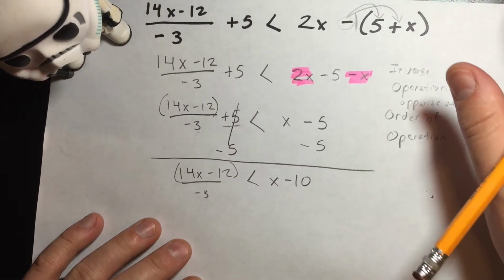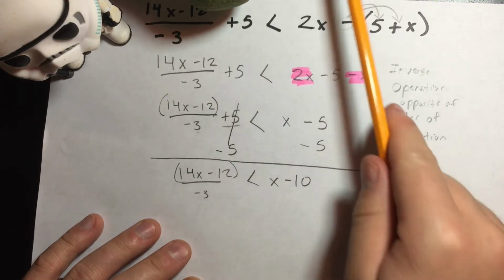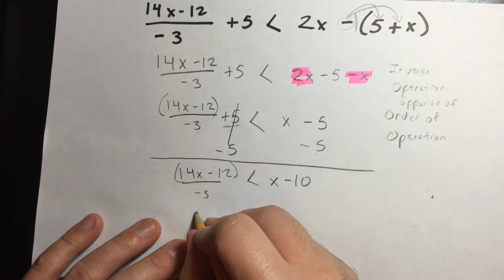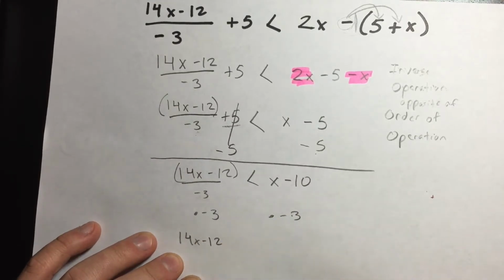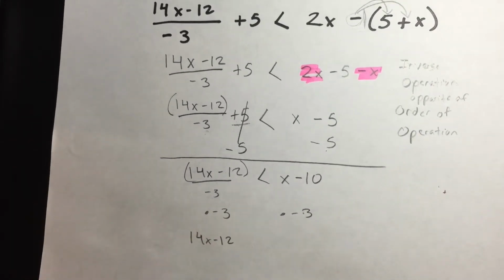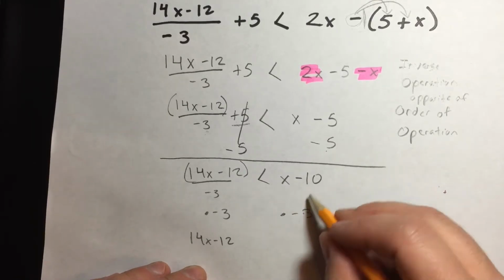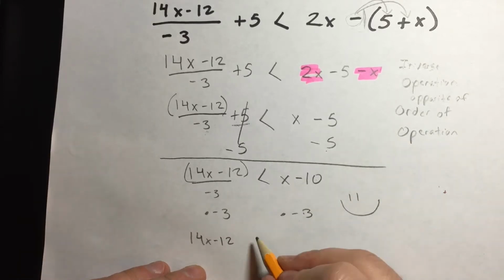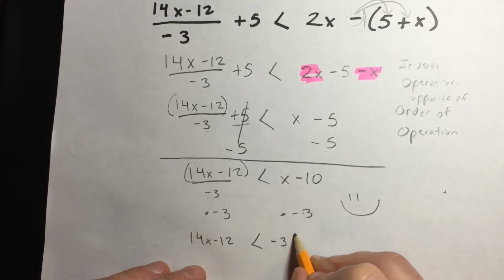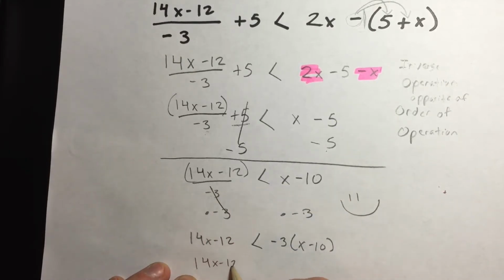So we are going to multiply by -3 on both sides. I get 14x minus 12. A couple things are going to happen here that are very important. If I multiply by -3, is it fair for me to multiply just the x by -3? No. What about the -10? No. Wait, you mean I have to do both? Yup, you got to do it to both. So you get -3 times x minus 10, which then becomes 14x minus 12 is less than -3x plus 30.